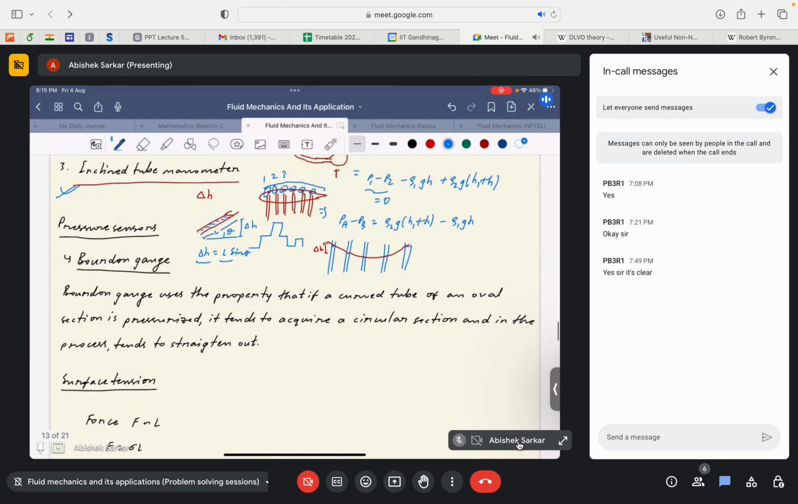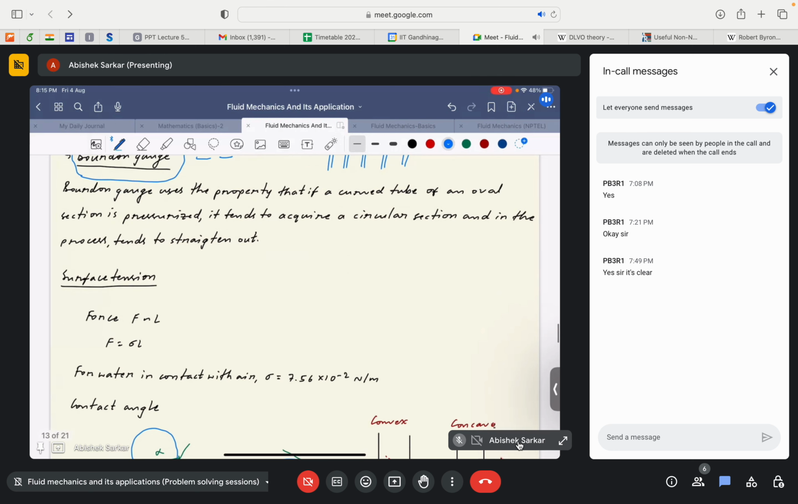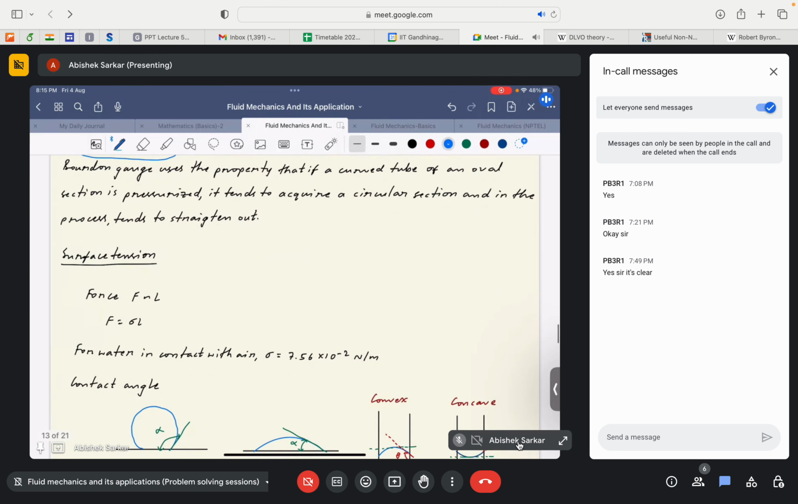Okay, then there's the Bourdon gauge. I again won't discuss extensively its working principle. I insist that you look into the video lectures, as it will be the best way to understand its working principle and the concepts. So okay, now we come to the concept of surface tension.